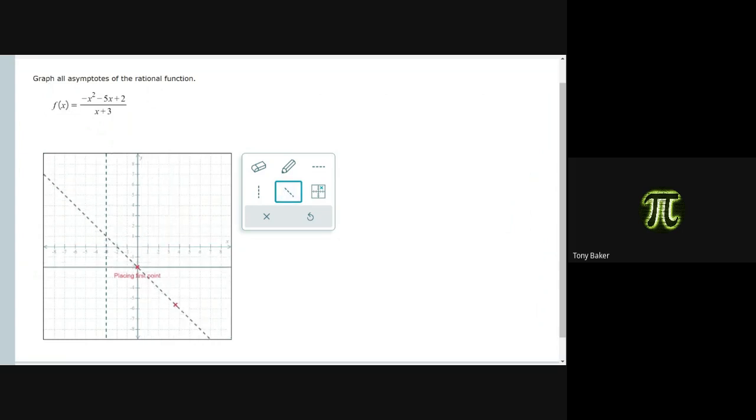So put your point at -2, because that's your y-intercept. And then I'm going down 1 and over 1, because my slope was -1. Your slant asymptote will always be in the format of y equals mx plus b, so it'll be nice and easy to graph. Graph your y-intercept. From there, just do your slope.